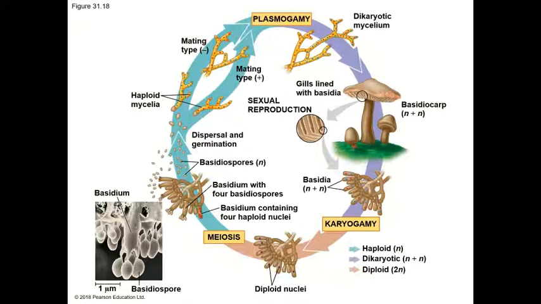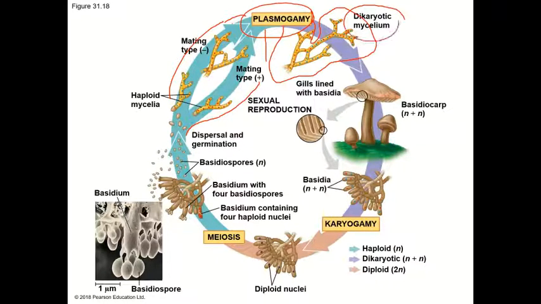So here's the life cycle of the basidiomycetes. Again, we start here. The male and the female mating types fuse. The two hyphae fuse in a process called plasmogamy. And when they fuse, they go through a stage described as dikaryotic because the nuclei remain separate. That actually happens here in the basidiocarp.